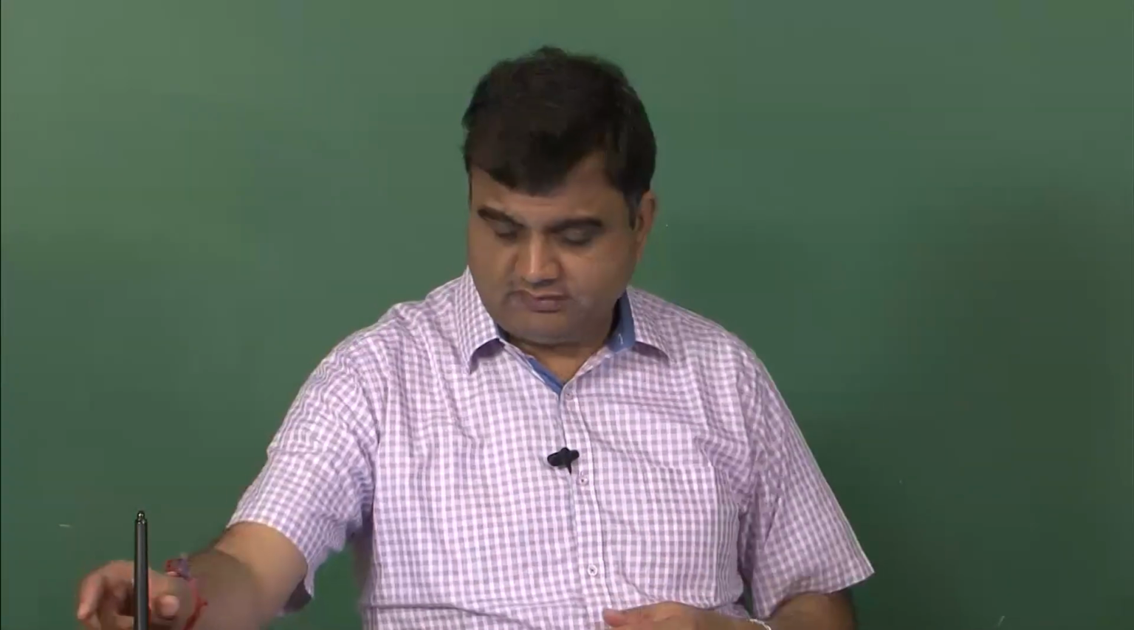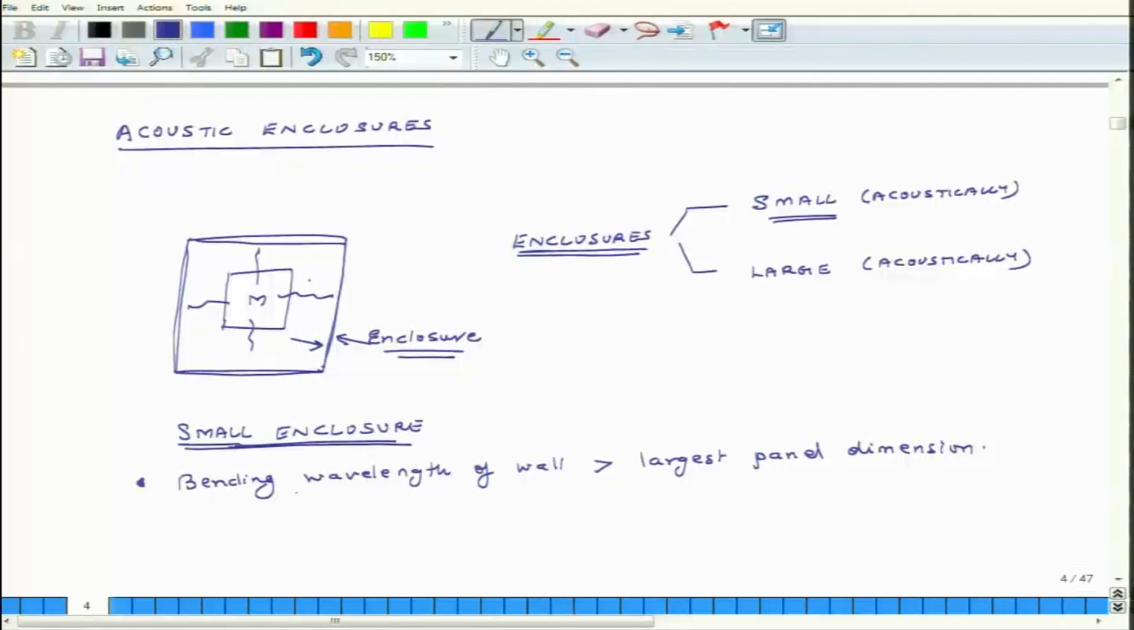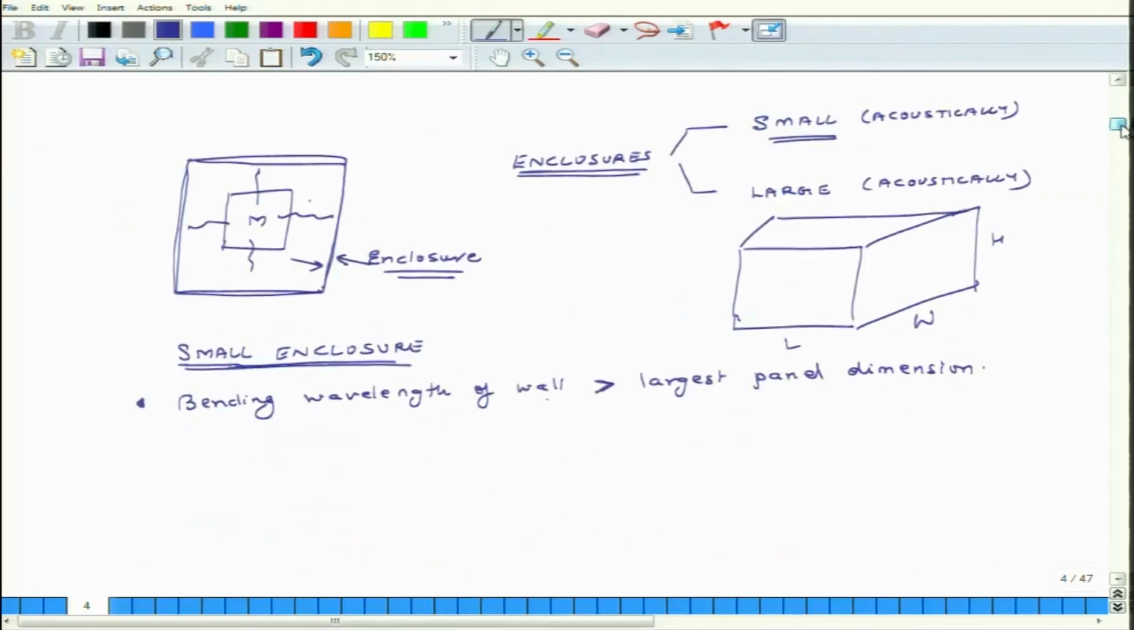wavelengths. So, the bending wavelength of the wall should be larger than the largest panel dimension. Suppose this is an enclosure, and let us say this is the largest panel dimension. This is the height and this is the enclosure. Maybe in this case the largest panel dimension is W. So, the bending wavelength of the wall should be larger than the largest panel dimension. So, this is one.